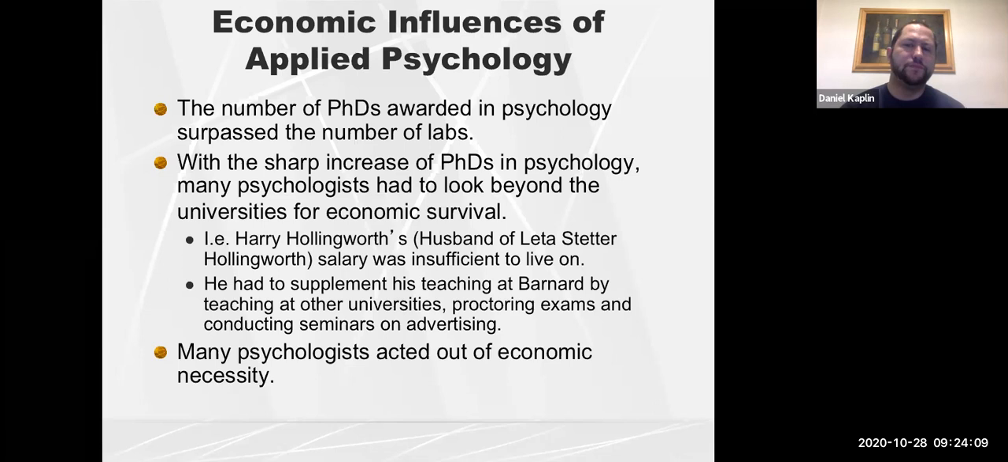So long story short, we talked about evolution and being adaptive. For our economic survival, we needed to find other ways to work beyond the universities. To give you an example, Harry Hollingsworth's university salary was insufficient to live on. So in addition to teaching at Barnard, he had to teach at other universities, proctor exams, and give seminars on advertising. He had to do a whole bunch of other things to make a living. It wasn't enough to just be a university professor. So Hollingsworth is just one example of how we had to shift our focus to outside of the universities, into other areas of study for economic survival.